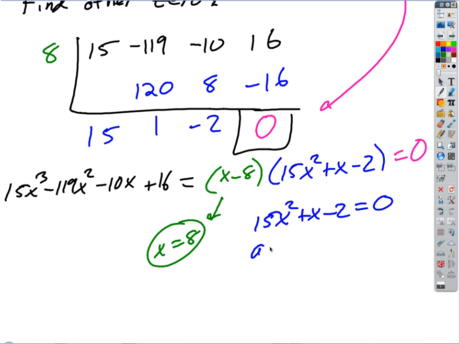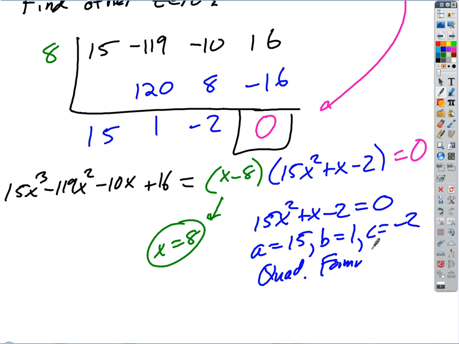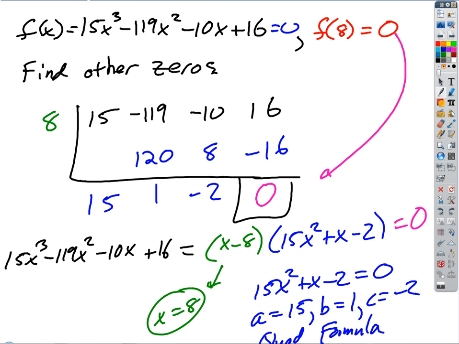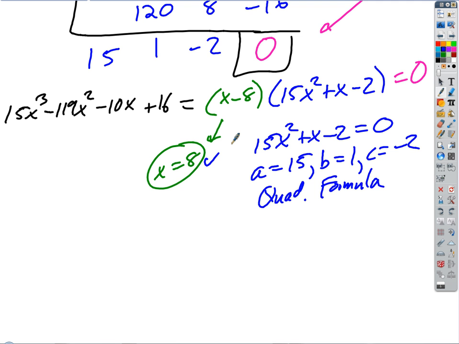So what's a? 15. What's b? 1. What's c? Negative 2, and all we're going to use is the quadratic formula. Okay? Just plug those numbers in. But did we even need to write this step out? We already knew, didn't we, that 8 was a 0, so this one was already accounted for. We didn't even need it, right? We didn't need to write that as a factor.